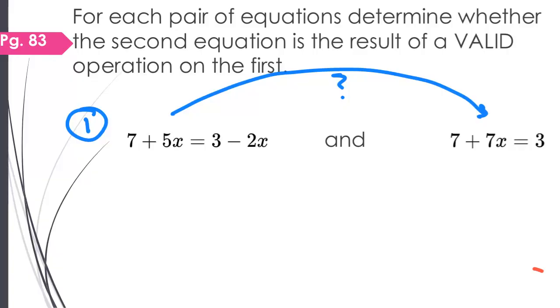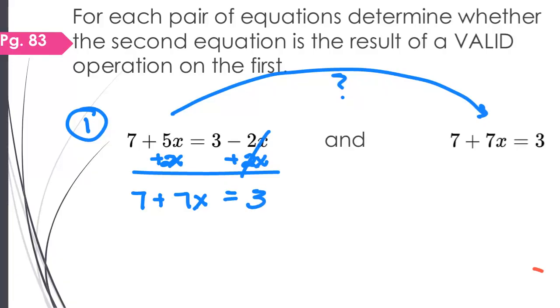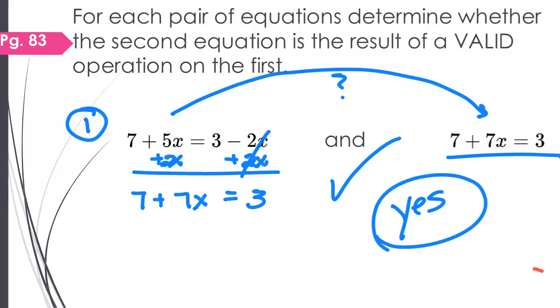Rachel, I'm going to have you take a pause for a minute here. Add 2x. Well, let's see. If I add 2x here and I add 2x here, because in an equation, whatever you do on one side, you have to do to the other, I get 7 plus 7x equals 3. And that is exactly what I have for the second equation. So yes, just add 2x to both sides.